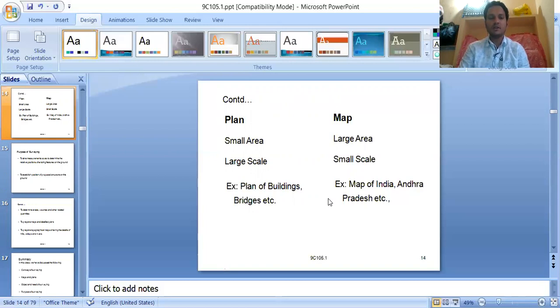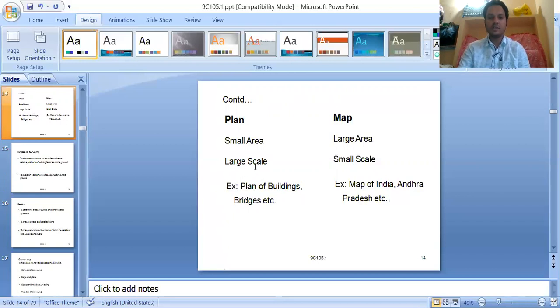Plan means it includes small areas, so it refers to a small area, whereas map refers to a larger area. We cannot draw a map for a small area like a village, a school building or a playground. If we draw those, it is called a plan because the area is very small. For larger areas, we call it a map, just like Indian map, district maps, state maps, etc.